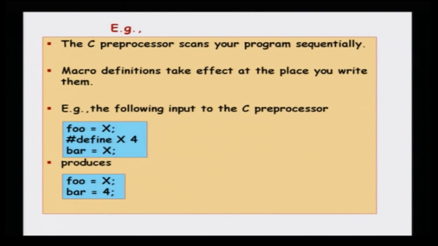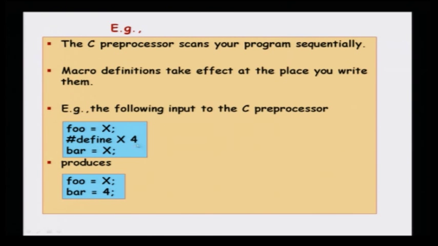The C preprocessor scans through a program sequentially. This is an important thing to understand, and macro definitions take effect at the place you write them. So, let us look at a very specific example to illustrate this point. Suppose you write foo equal to X, after that you have a line saying #define X 4 and then bar equal to X. What will the C preprocessor do? It will look through the file and say foo equal to X. Fine, it does not know what X is, so it will not transform that line.